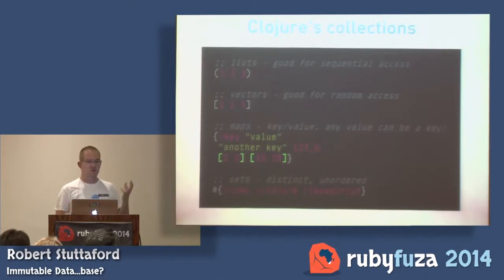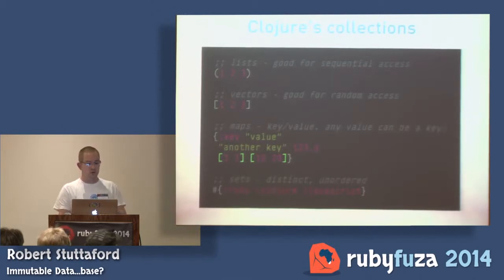You have maps, which are your traditional key value stores, and it's important to note that anything can be a key or a value. You're not restricted to only strings or only integers for keys. And then sets, which basically enforce that you only have one of any particular item in the set. You have things like set differencing and intersections and those kinds of things. And you can compose all of these arbitrarily, and we do every day.